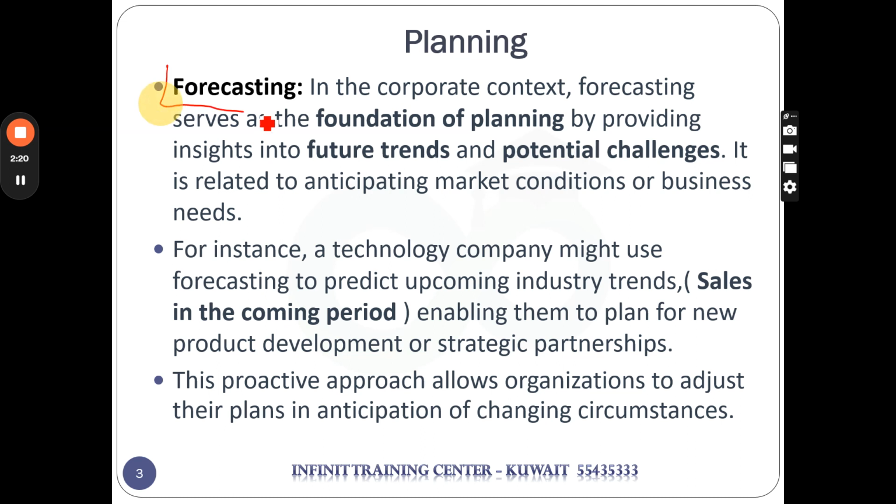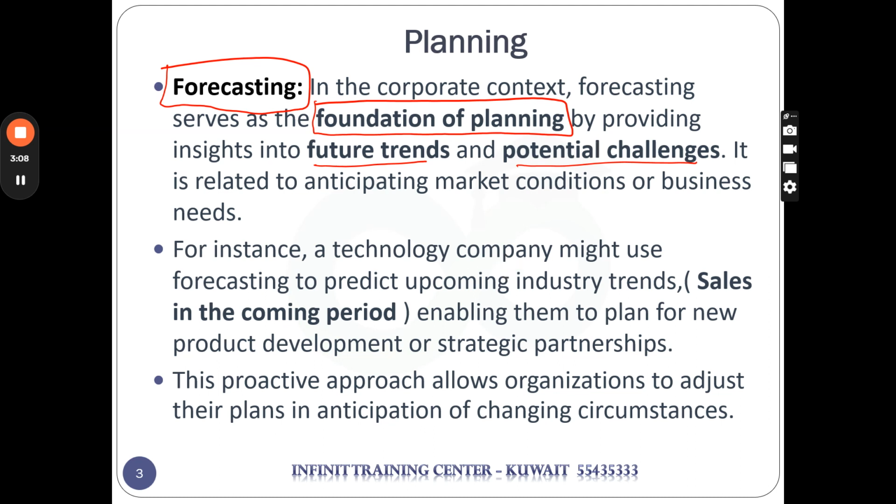And this slide is actually talking about forecasting. Forecasting is actually a foundation for planning. As the name indicates, we are trying to estimate or anticipate something that may happen in the future. It is not necessary that it is going to happen, but still reasonably we think that it is going to happen. So it will give us the future trends and the potential challenges that you are going to face. If you know the future trends and what challenges you may have, you can make a well-prepared plan in advance.